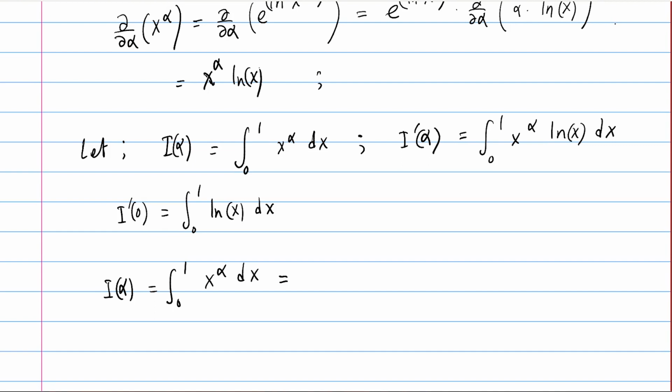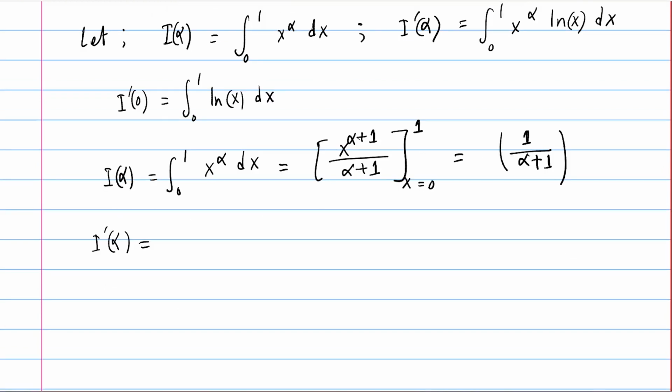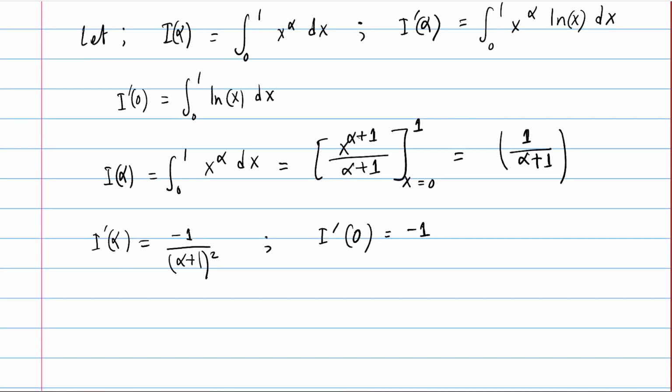So first evaluate I of alpha, the integral from 0 to 1 of x to the power alpha dx. We can easily evaluate this integration: x to the power alpha plus 1 over alpha plus 1, from x equals 0 to 1, which is just 1 over alpha plus 1. I prime of alpha is minus 1 over alpha plus 1 squared. I prime of 0 is equal to minus 1. So the integral from 0 to 1 of ln x dx is equal to minus 1.